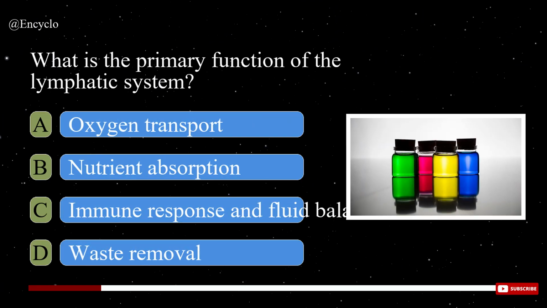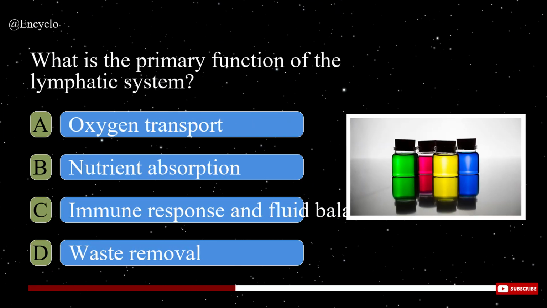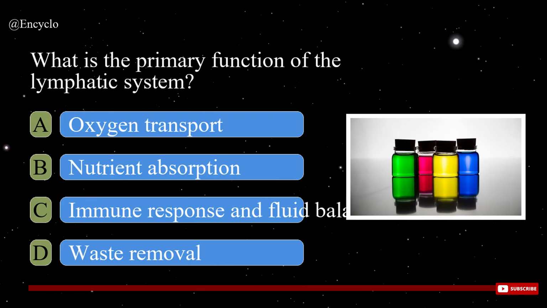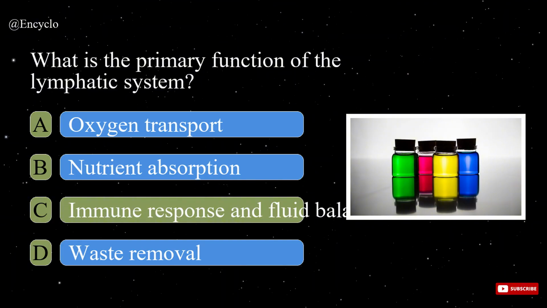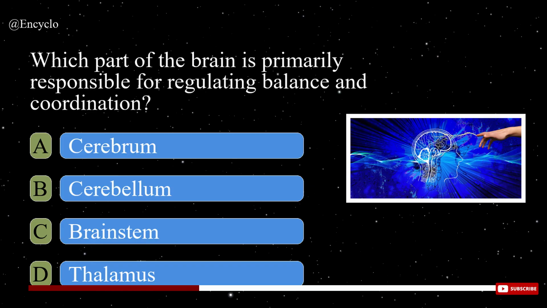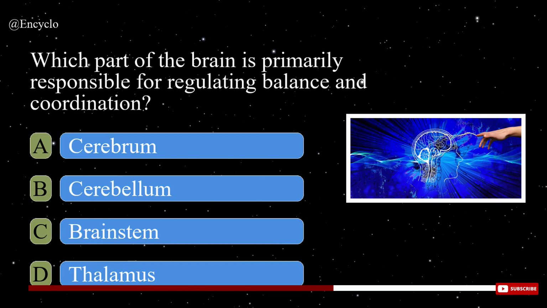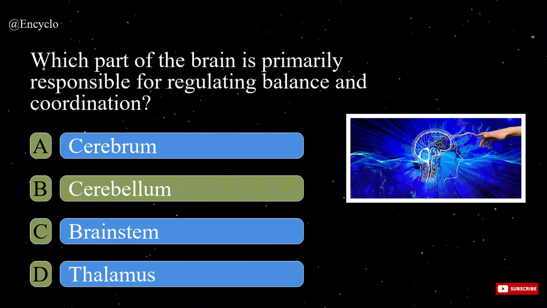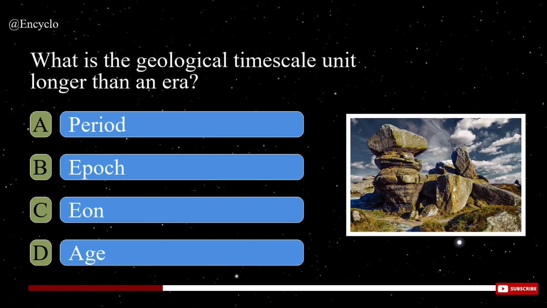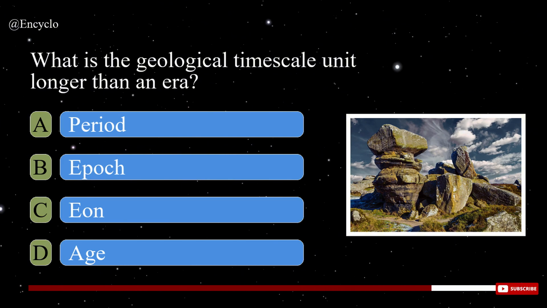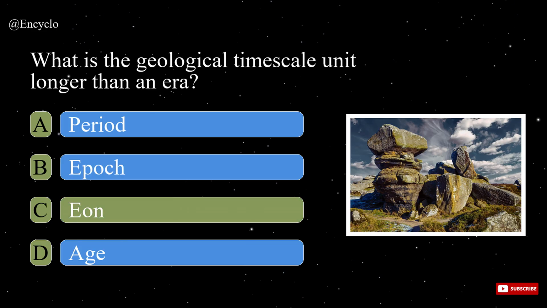What is the primary function of the lymphatic system? The answer is immune response and fluid balance. Which part of the brain is primarily responsible for regulating balance and coordination? The answer is cerebellum. What is the geological timescale unit longer than an era? The answer is eon.